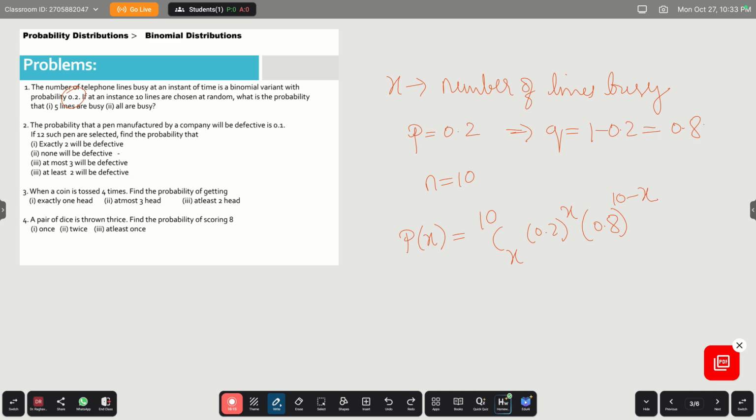And two problems are there. In the first problem, 5 lines are busy, so you can put x equal to 5 and calculate this. And in the second question, all lines are busy, all 10 out of 10, so I can put x equal to 10 and calculate.